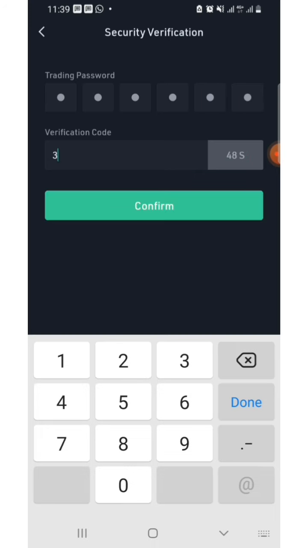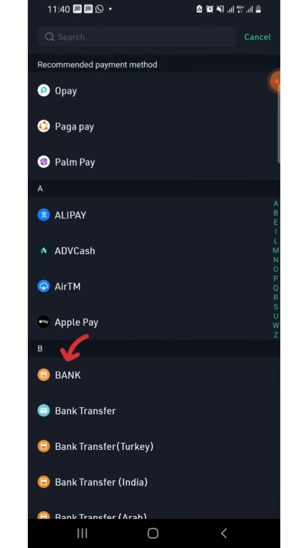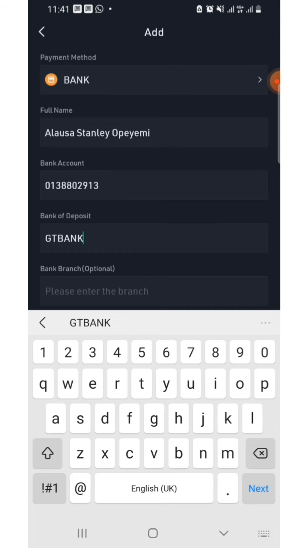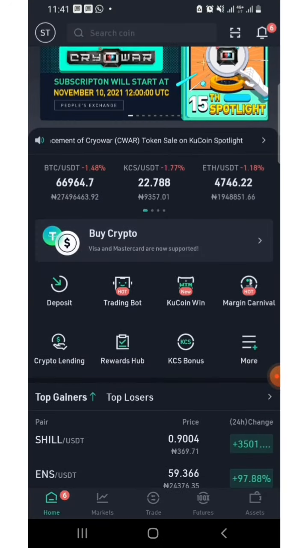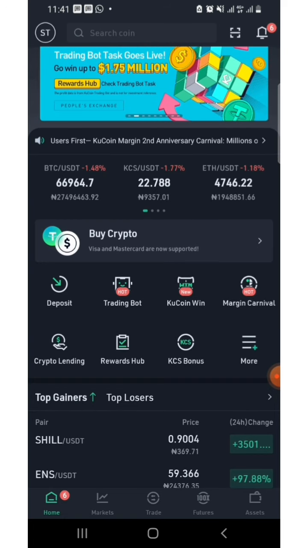So you put in your account name and your account number, your trading password to confirm the process. You can turn on or turn off any account. You can add more than one. I'm adding another bank account, which is not OPay, a normal bank. Full name, account name. Put in your bank account number and your bank. You don't need to put in branch. Verify it and continue.